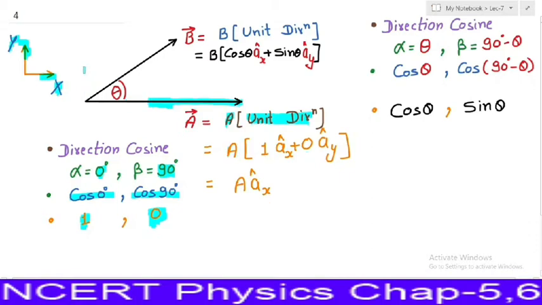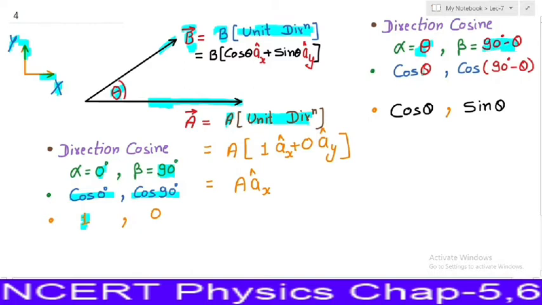For example, for this vector B, this vector is neither in the x direction nor in the y direction. In fact, it is somewhere in between. So now how to write this vector? Just look at the magnitude of this vector, that is B into the unit direction. How to find this unit direction? Just find direction cosines. To calculate direction cosines, we need alpha and beta. Alpha is the angle with the positive x-axis, and for this vector that is theta, and beta is the angle with the positive y-axis, and for this vector B that is 90 degree minus theta.